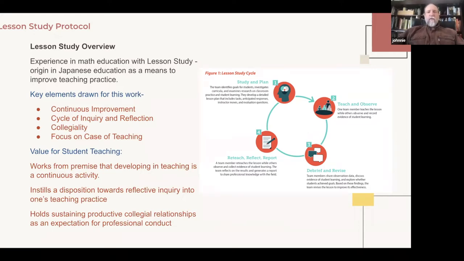So some of the values I draw from lesson study for this work come from the premise that developing as a teacher is a continuous activity, that you're not just going to get good at it and you're done. It instills a disposition toward reflective inquiry into one's teaching practice, that the way you go about your teaching is to always have someone on your shoulder whispering in your ear, saying, what can we make of this? How might this be better? And that whispering might take you to your next door neighbor teacher to ask those questions too, to get better at your teaching. And the last holds sustaining productive collegial relationships as an expectation for professional conduct.